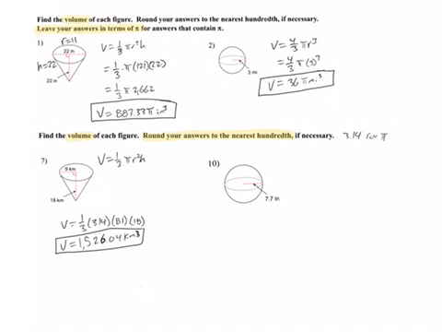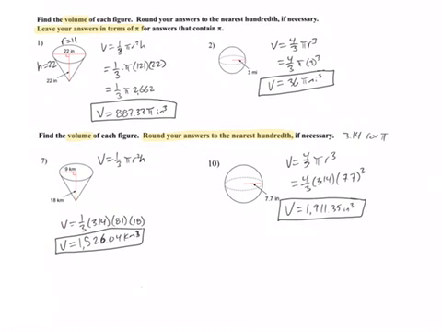Something similar over here. Volume is going to be 4/3 pi r cubed. My r is 7.7. 4/3 times 3.14 times 7.7 cubed. Plug it in the calculator. 1,911.35 inches cubed.